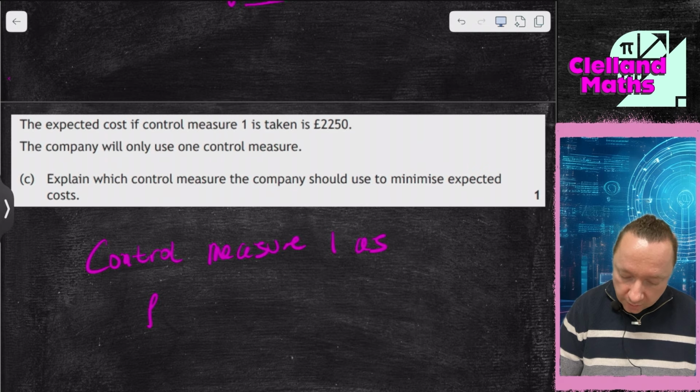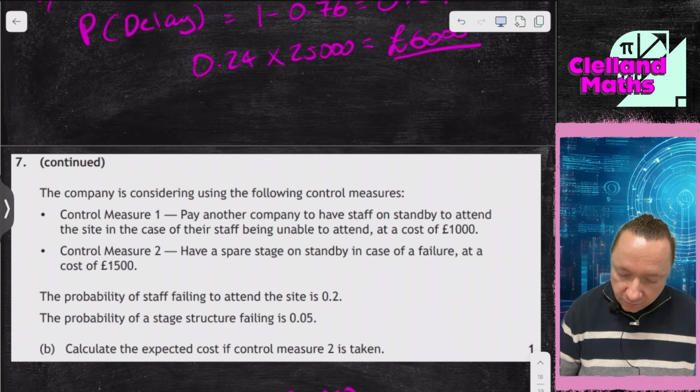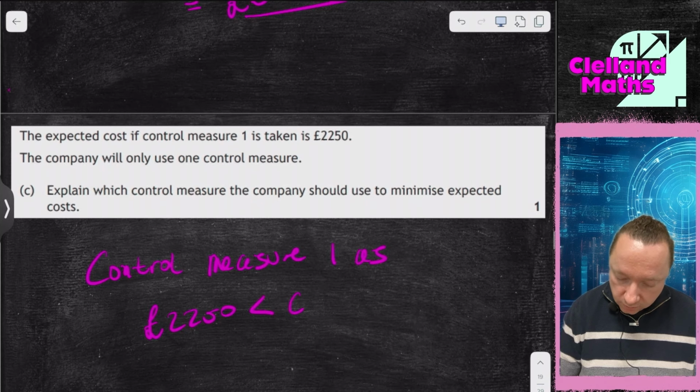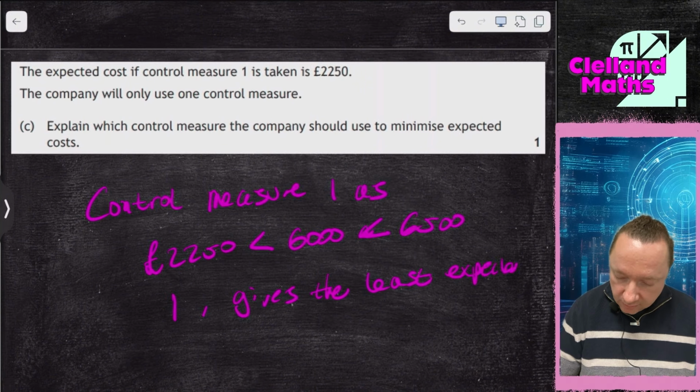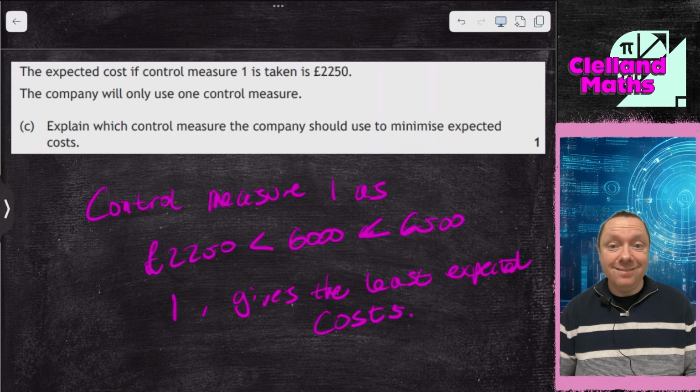As £22.50 is less than £6,000 and £6,500, control measure 1 gives the least expected costs. And we're done there.